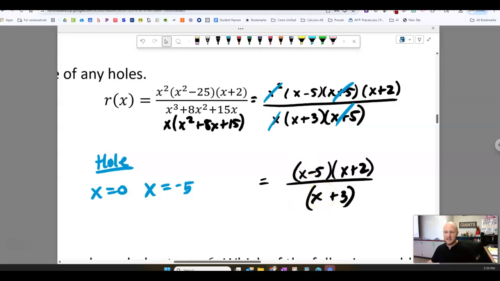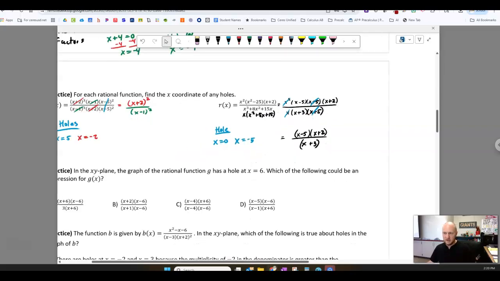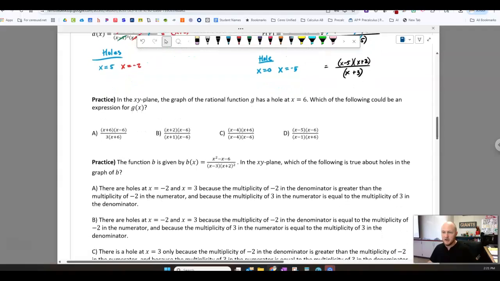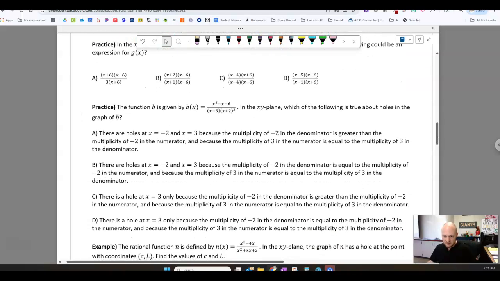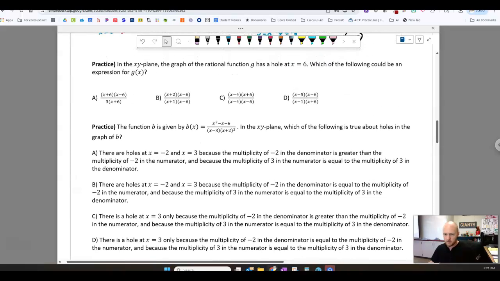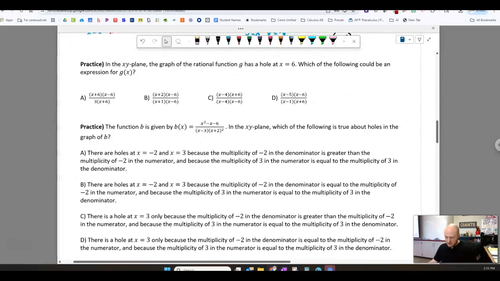Okay, now that we've looked at how we find holes, let's go ahead and look at some AP questions. So I have 2 multiple choice questions here that I want you guys to look at and go ahead and answer. Question 1. In the xy plane, the graph of the rational function g has a hole at x equals 6. Which of the following could be an expression for g of x? Go ahead, pause me, try this one, A, B, C, or D.